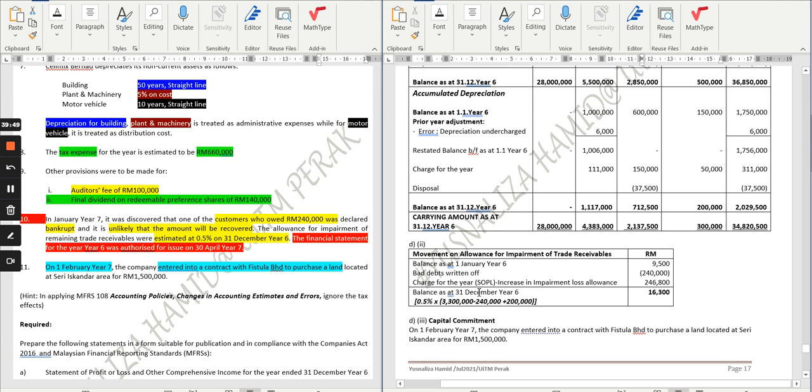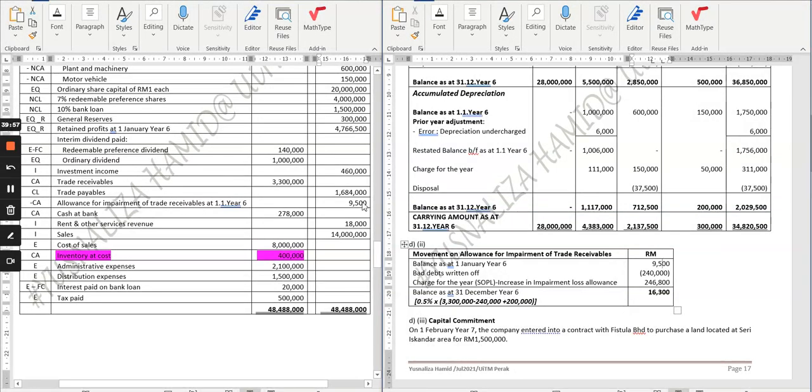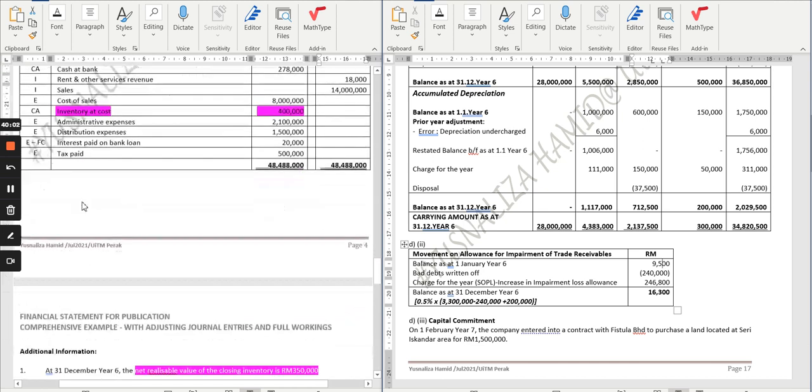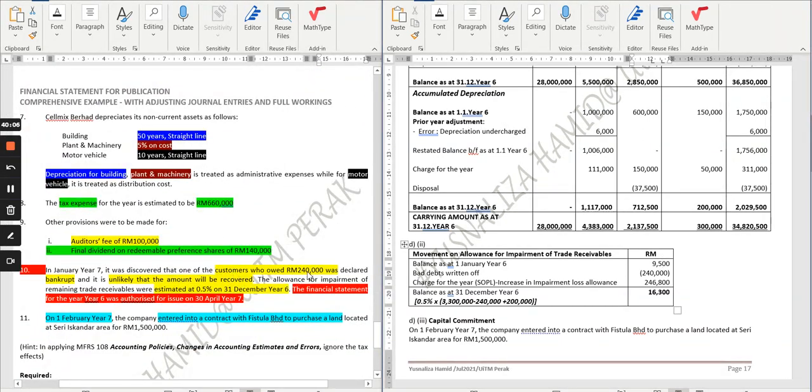First, you need to find out what is the balance at the beginning of the year, and that was given in the question. Okay, 9,500. Then you will write off the bad debts written off. Remember, bad debts written off just now was 240,000. So you write off, you go and debit to the movement of allowance for impairment. And you need to go and find out what are your new estimation for the allowance. So it is estimated at 0.5% as at 31st of December.